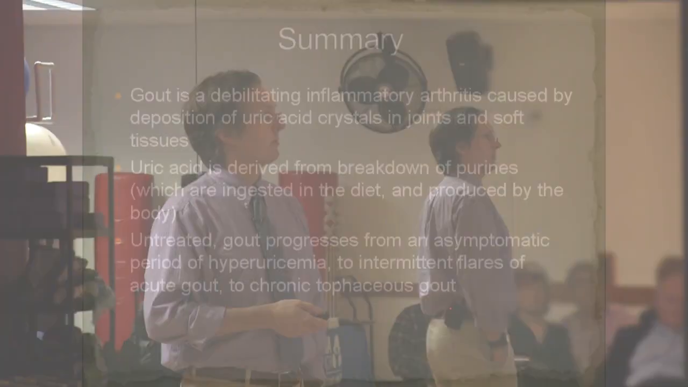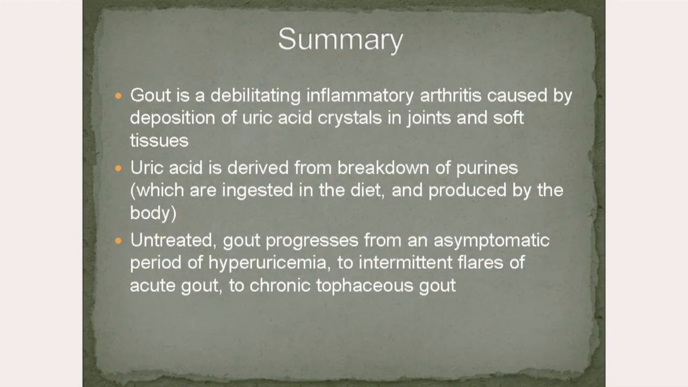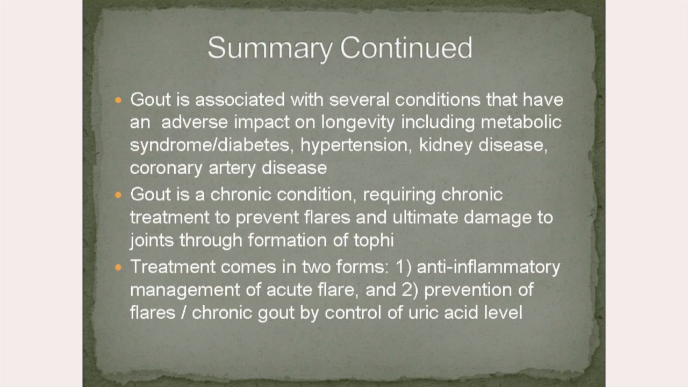Okay, so brief summary. Gout is a debilitating inflammatory arthritis caused by deposition of uric acid crystals in joints and soft tissues. Uric acid is derived from the breakdown of purines, which are ingested in the diet and also produced by the body. Untreated gout progresses from an asymptomatic period of high uric acid to intermittent flares of gout to chronic tophaceous gout. I showed you the pictures of the large deposits of gout under the skin.